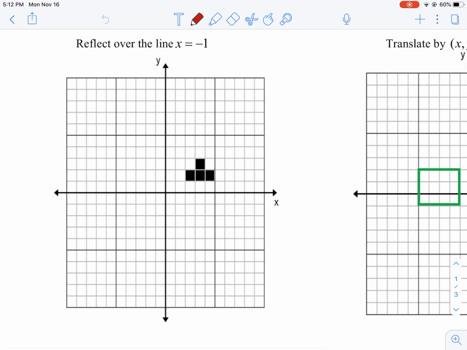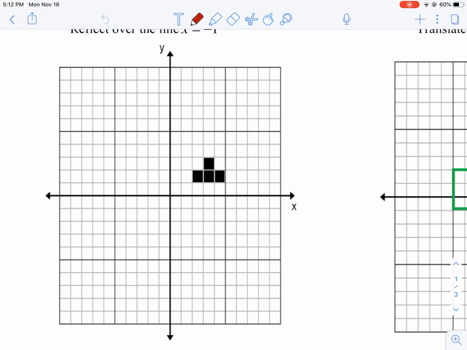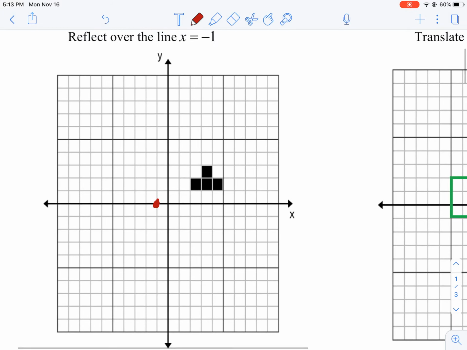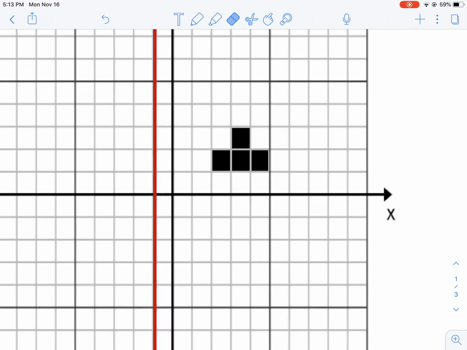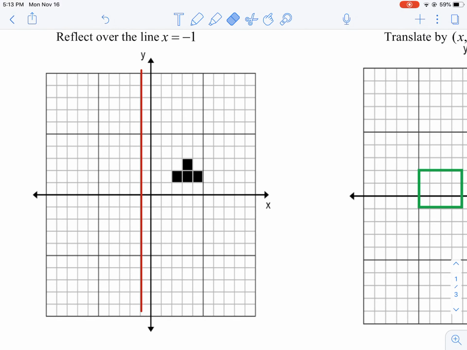So, number one, reflect over the line x equals -1. Now, we've been having some problems with this, all right? X equals -1 right at this point that I just drew. That's -1 on the x-axis. And so the line x equals -1 is a straight line going through that point. So this is the line that we're reflecting over, all right? I know it's vertical and that x is usually horizontal, but it's different when it equals a number, okay?